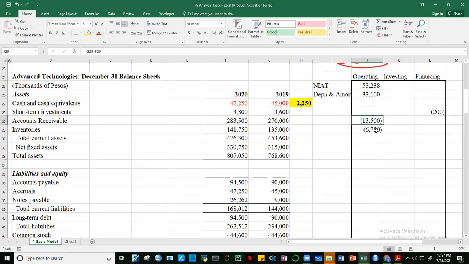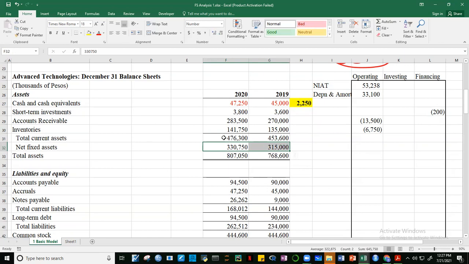Inventory, use of cash din kasi, of course, bumili tayo ng inventory, kaya tumaas yung inventory. Okay, so let's move on, guys. Total current assets. Then we have net fixed assets. Ito, saan pupunta to? Net fixed assets. Operating, investing, financing. Ito net fixed assets.